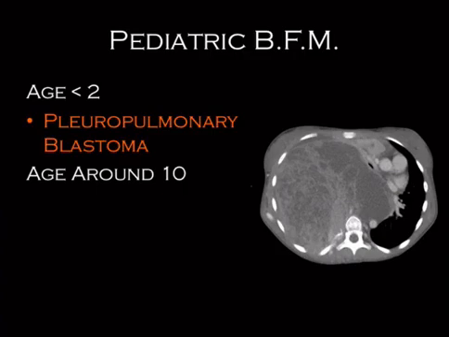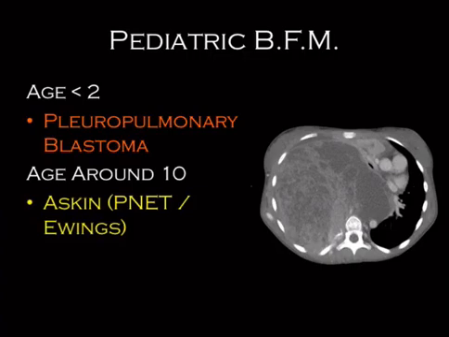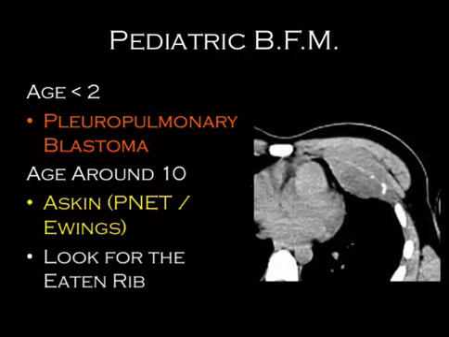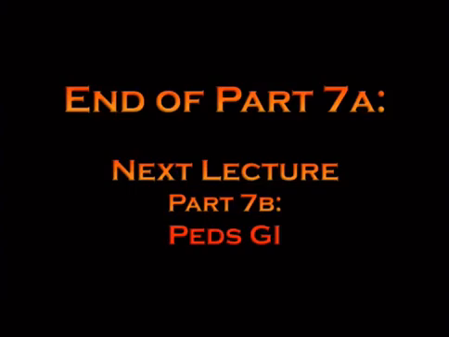pleuropulmonary blastoma. Around age 10, think about an Askin tumor or Ewing's or PNET, sort of 3 words for the same thing. And Ewing's, of course, is a bone tumor, so it would be nice to see the rib getting chewed up. All right, so that is the end of this first part, and then we will continue on with GI.